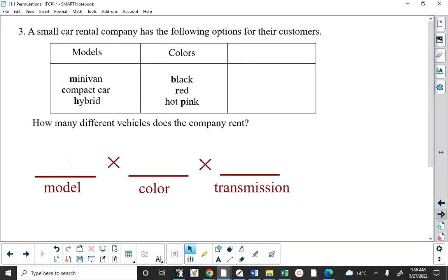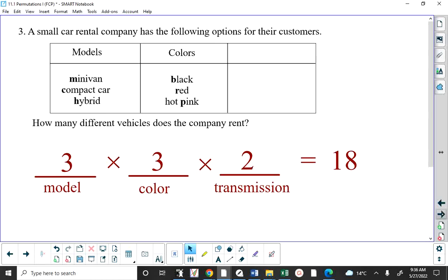We had 3 models, 3 colors, and 2 transmissions. If you multiply 3 times 3 times 2, you get 18.